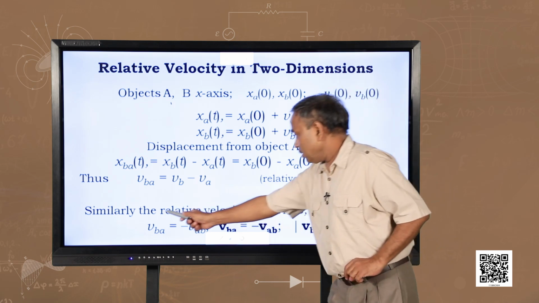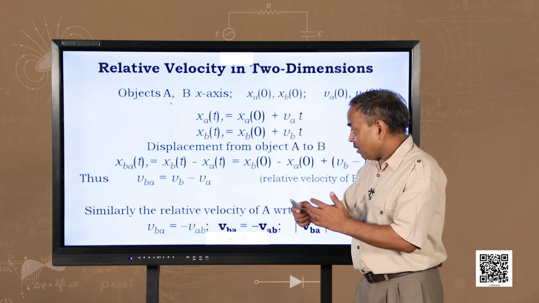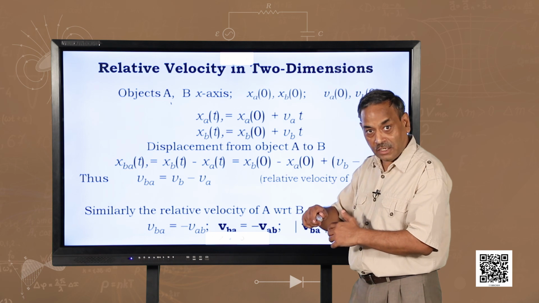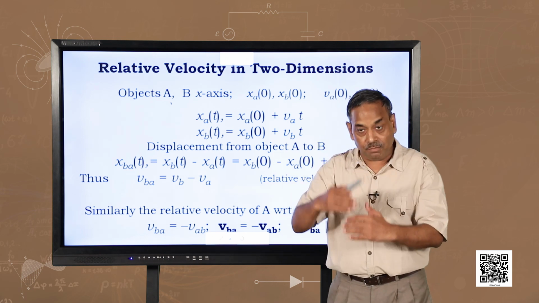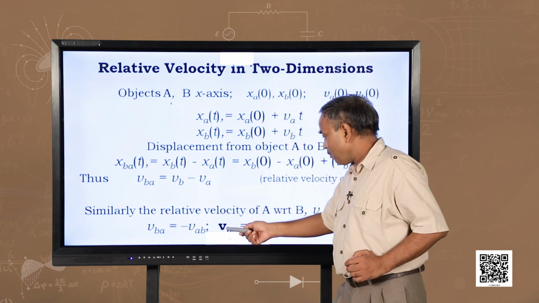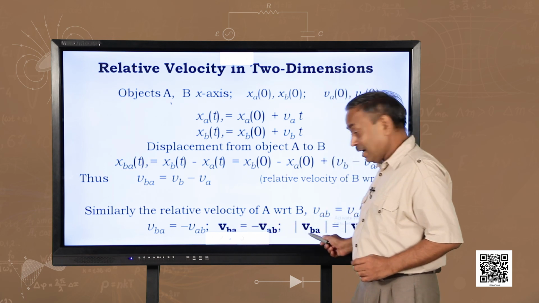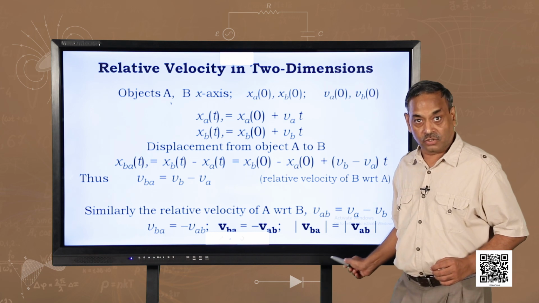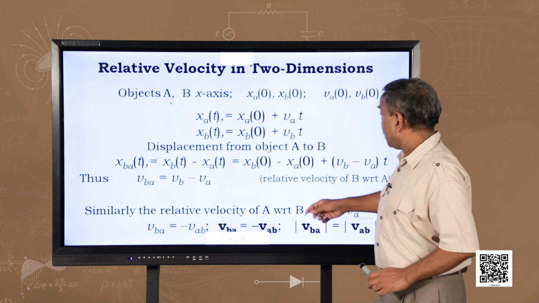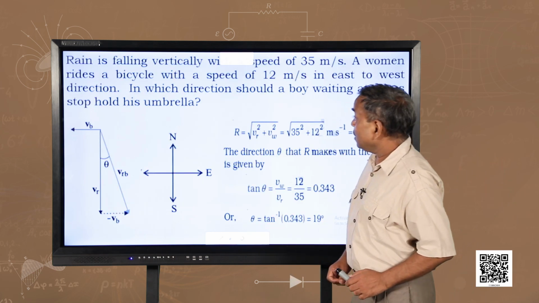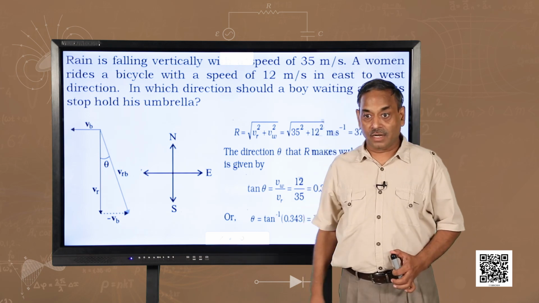So, similarly, I can rewrite the velocity of A with respect to B, that is v_AB, and if you do this, you will find the vector v_BA is nothing but the negative of v_AB, and their magnitudes are the same. So, this is all about the relative velocity in this case. Now, let us do some examples.